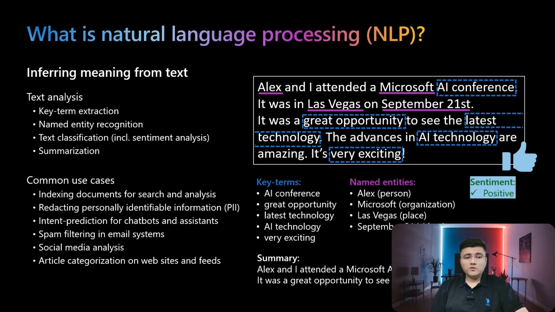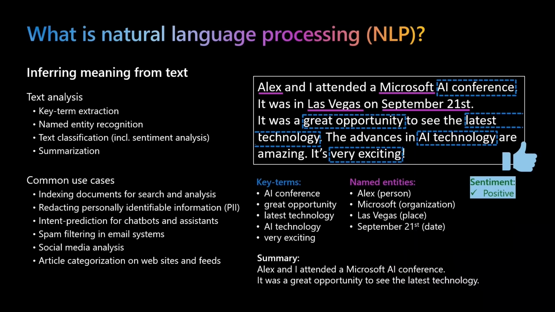Also, when we do text classification, it will say that this has a positive sentiment associated with it, because the person is using words like excited and great opportunity. Finally, the summary of this particular text is going to be that Alex and I attended a Microsoft AI conference. It was a great opportunity to see the latest technology. That's basically a cut short version of this paragraph.